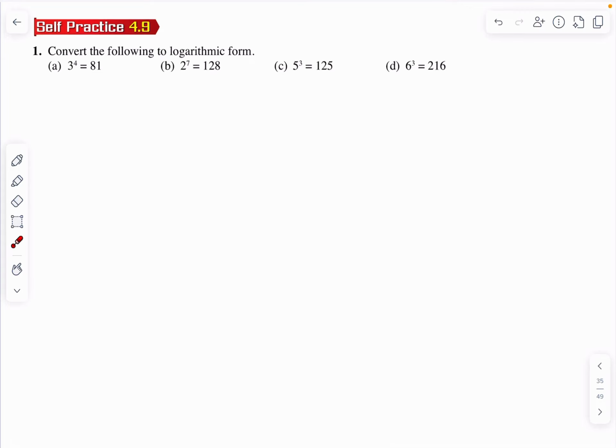Self-practice 4.9 question 1. Convert the following to a logarithmic form. Right. So here is where you start to learn how to use log. Let's say if we have 2 to the power of x equals 2. So here we know 2 is just 2 power 1, so we can easily find what's the value of x.